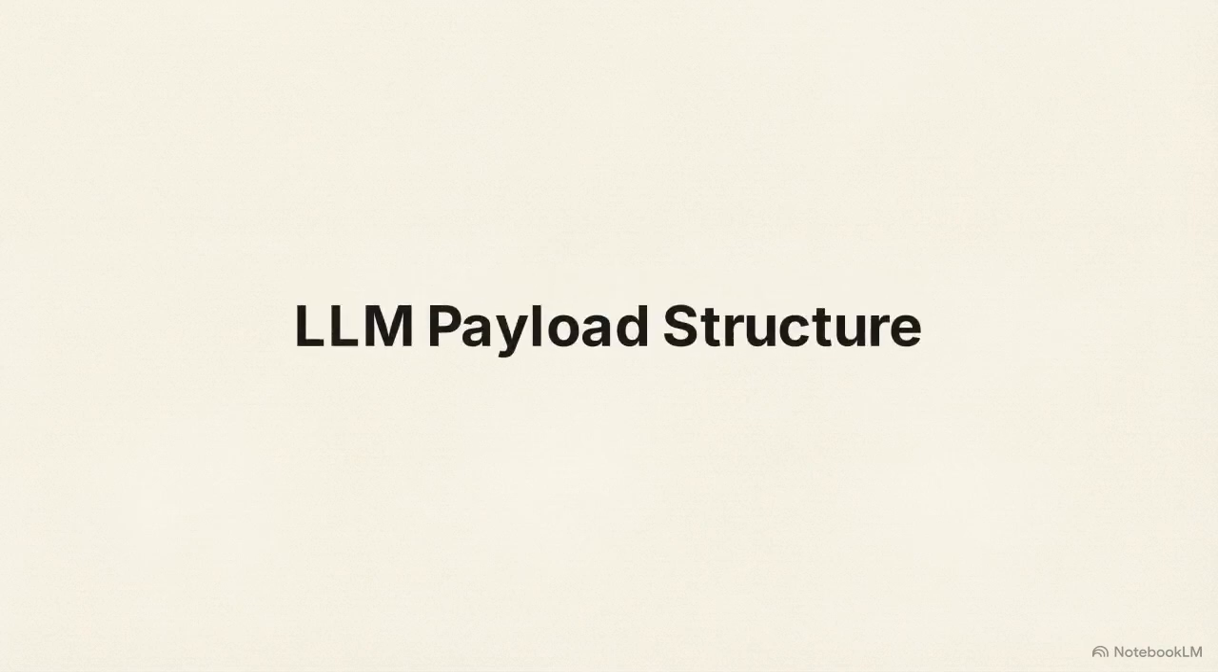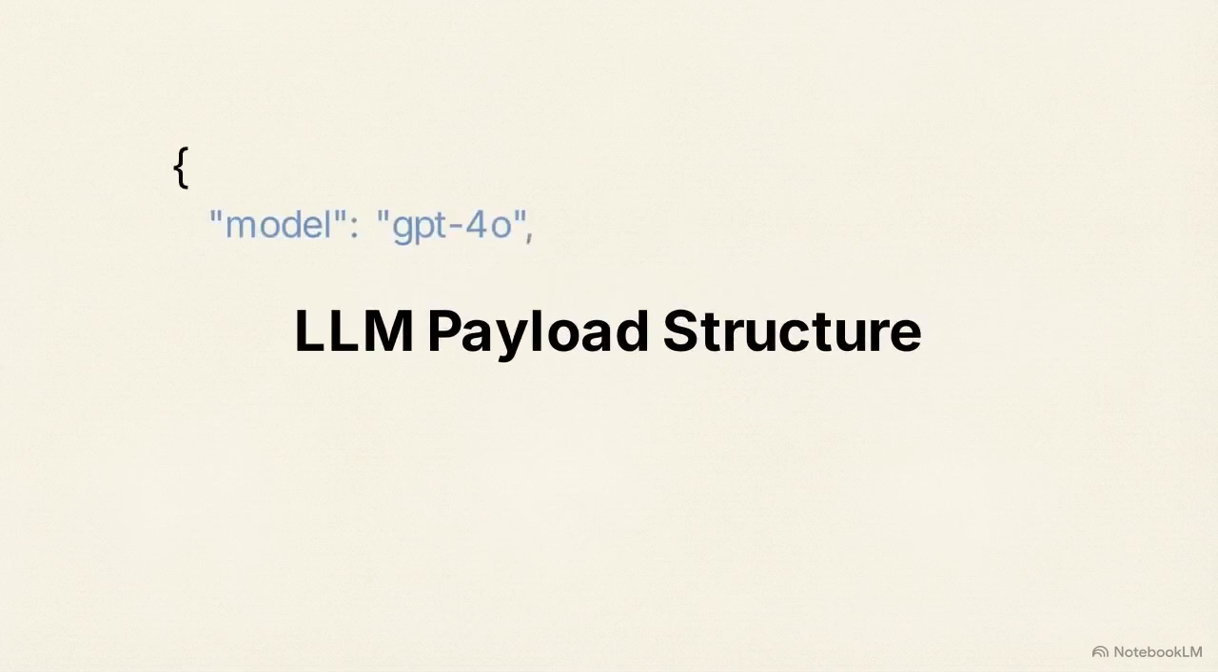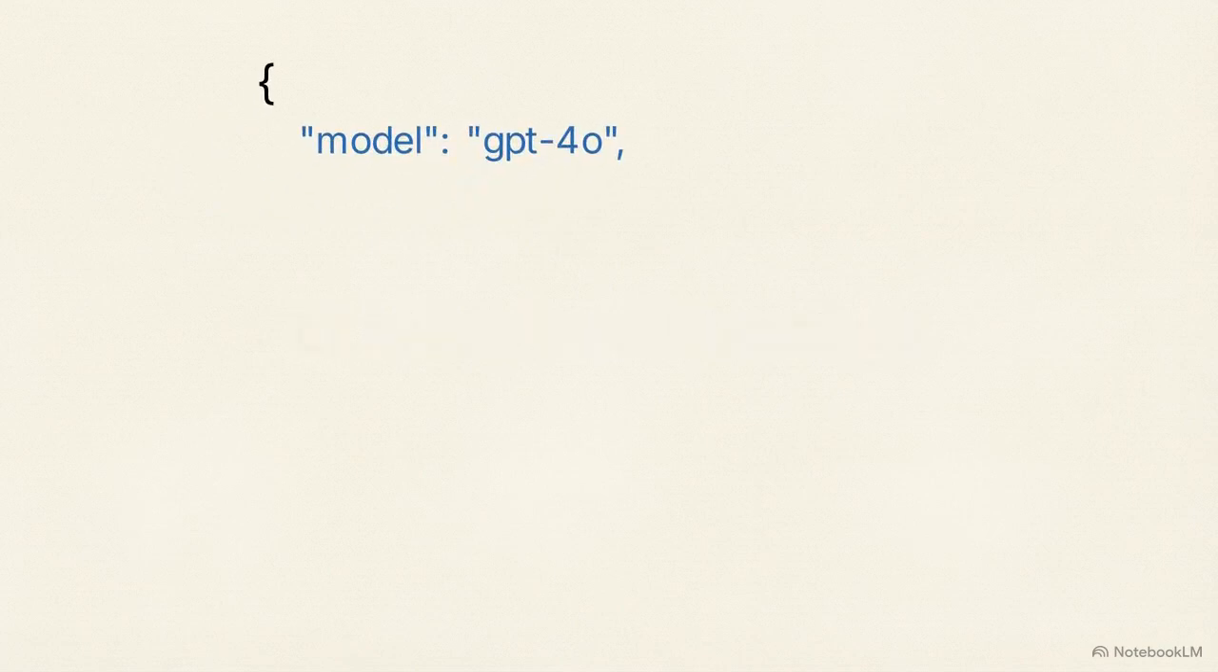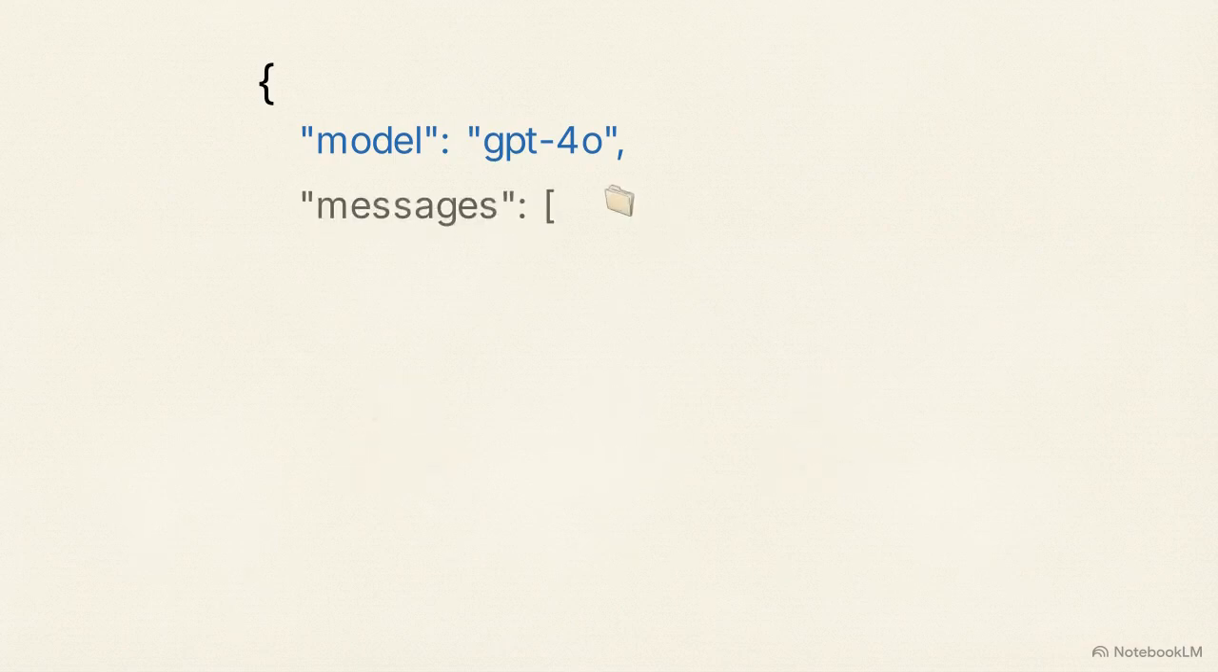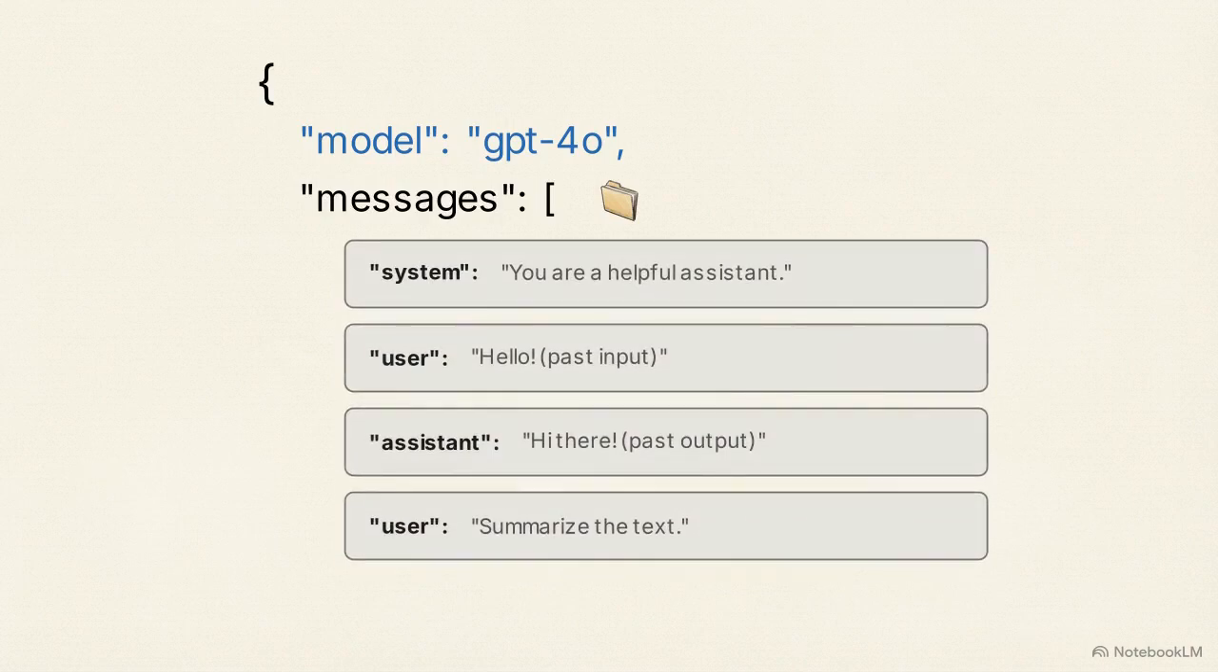This diagram shows the foundational structure of the payload, starting with the required model parameter at the top. This single string dictates the exact version of the model being invoked, establishing the absolute intelligence ceiling for the system. It defines the maximum context window capacity and the specific operational capabilities the model can support. Below the model identifier is the messages array.